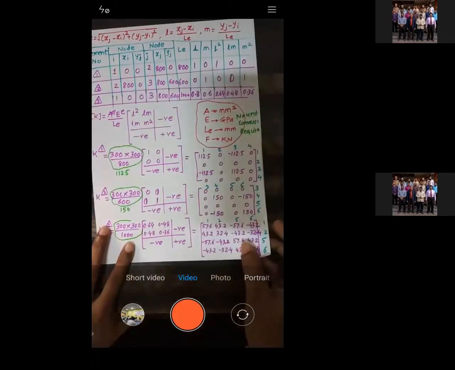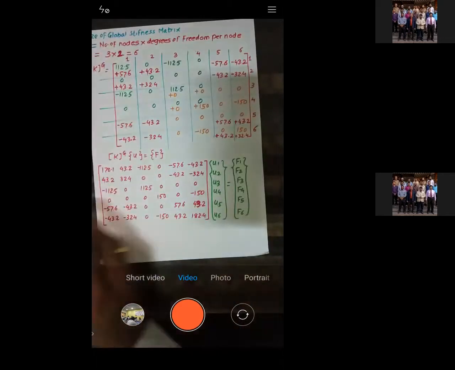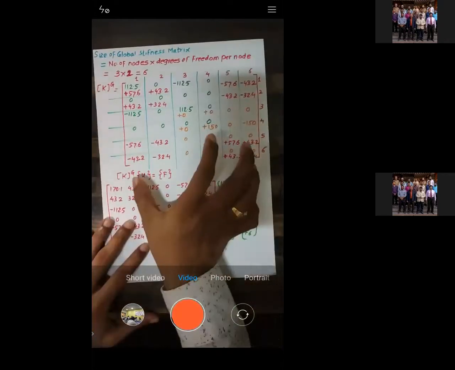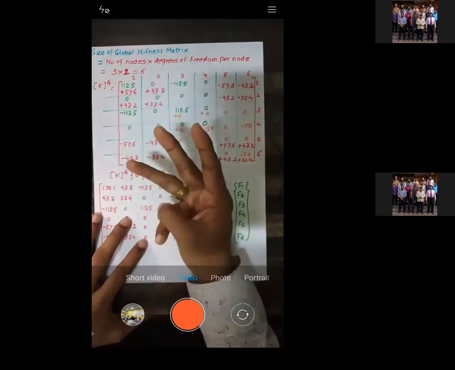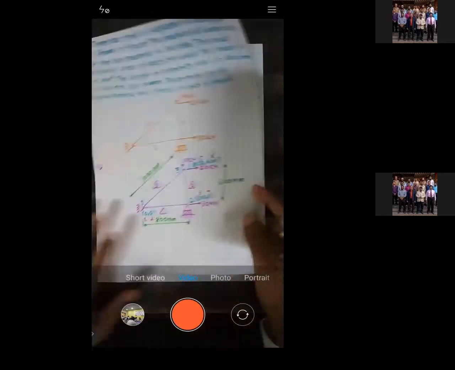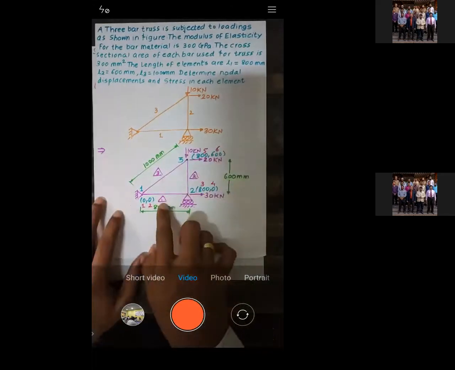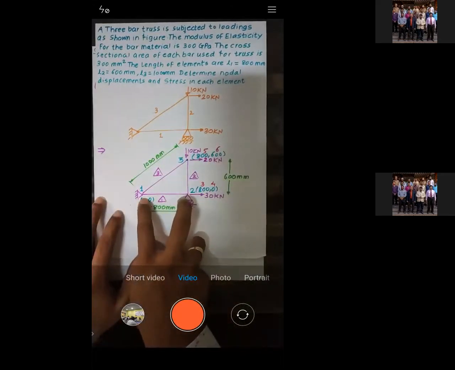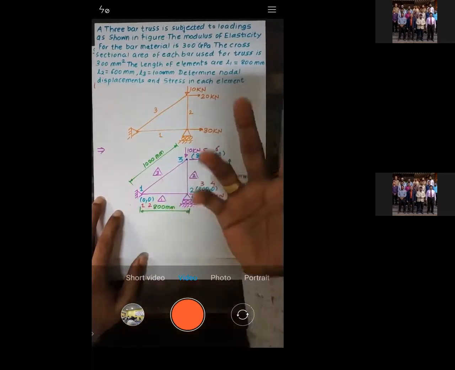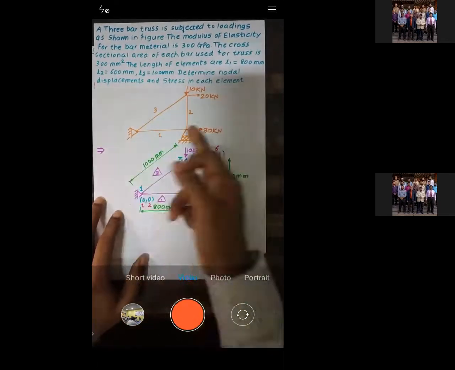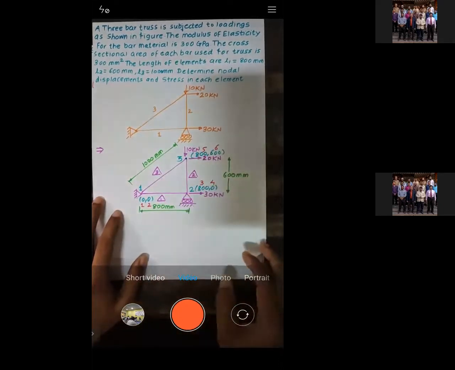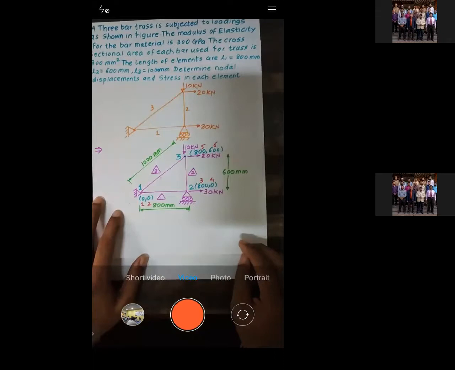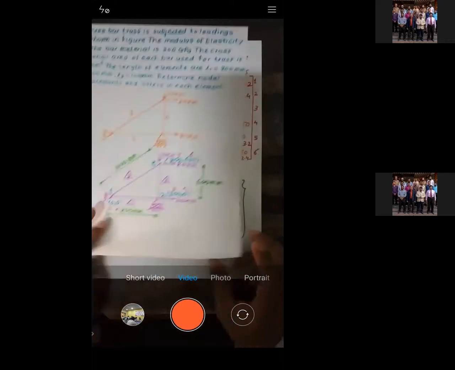Now, once we have it, we have formed the global stiffness matrix. So what should be the size of the global stiffness matrix? Why is the size 6? Because there are 3 nodes for the entire problem. For an element, there are 2 nodes and each node can move in 2 directions, so 2 into 2 is 4. But for the entire problem, there are 3 nodes and each node can move in 2 directions, so the size will be 3 into 2, which is 6. We make the rows and the columns.